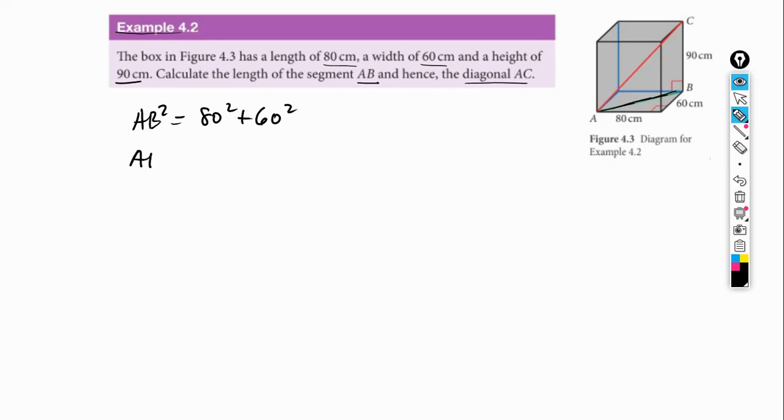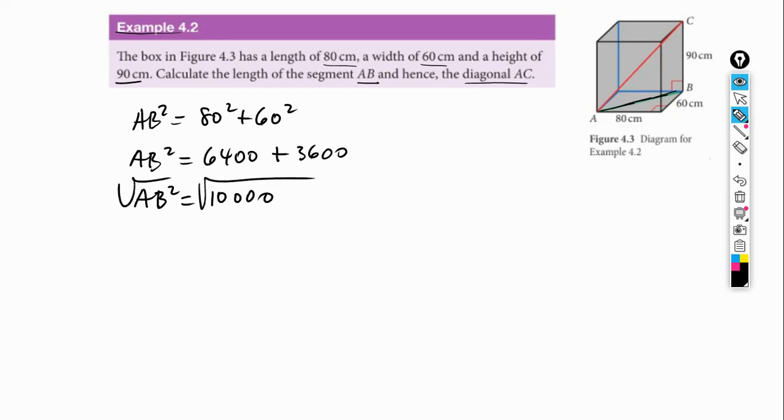That means that AB squared is equal to 6,400 plus 3,600. And that is that AB squared is going to be 10,000. Square root both sides, and we're going to get that AB is equal to 100. So this segment here is 100. That means that we have both legs of the right triangle and that AC is a hypotenuse.